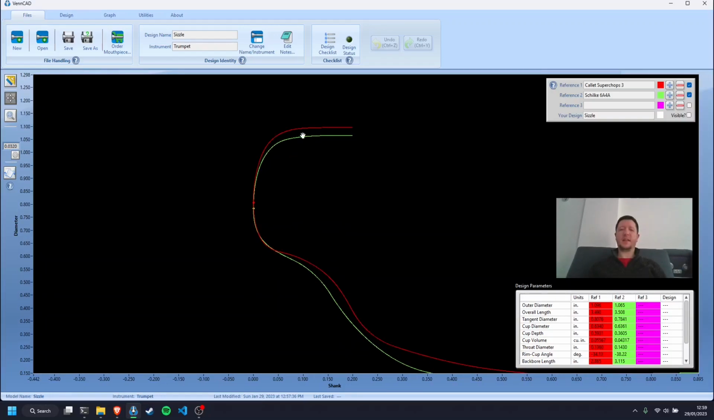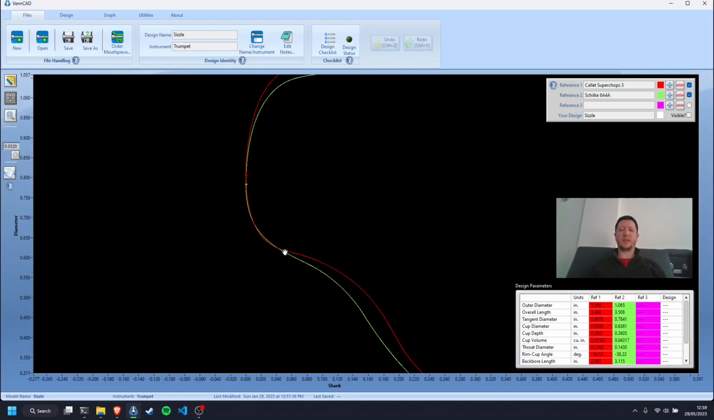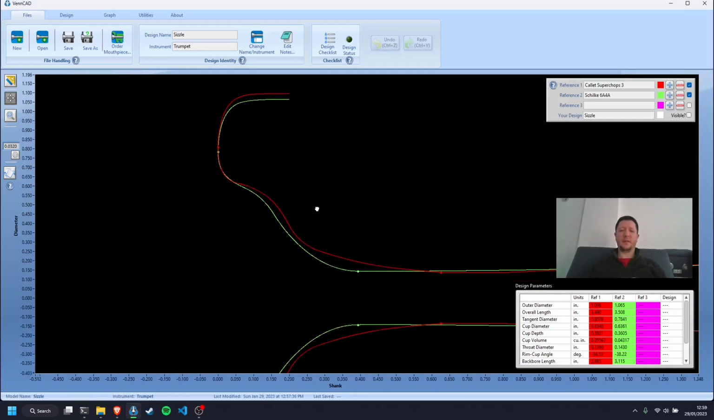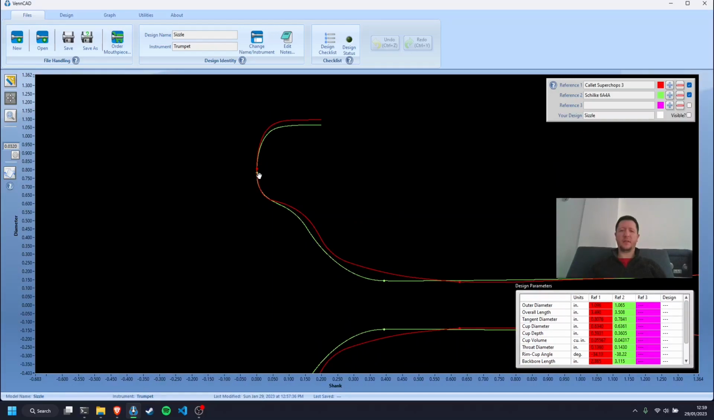So you can see here our Super Chops rim is broader. You've got a much higher alpha angle on the Schilke mouthpiece, and so that means that you feel the entrance to the cup much less. A little bit like the Maynard Ferguson style, but not quite so much. On the MF ones, that's even more pronounced.